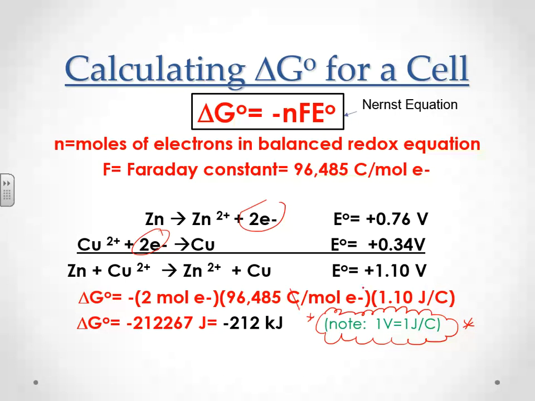All right, so notice your coulombs cancel with your coulombs. Notice that the moles of electrons cancel with moles of electrons. So the only unit remaining is joules. So when you plug all that in, you get negative 212,267 joules. And we typically want to express our free energy in kilojoules. So that would be negative 212 kilojoules. And again, that's negative, so it's spontaneous. If your delta G is negative, we know we have a spontaneous process. That is it for the Nernst equation and how to calculate delta G. We will do some more of these calculations in class.